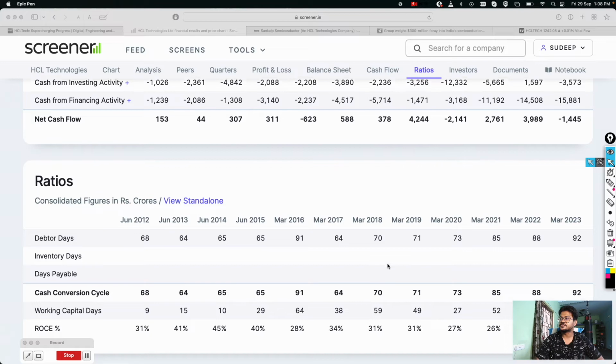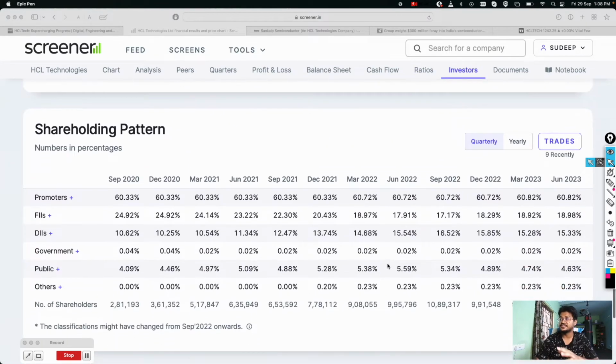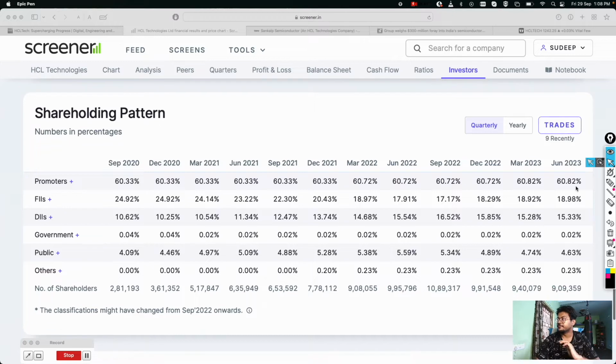Now let's go to the next factor, and it is one of the most important factors, that is the shareholding pattern. So here we are getting to see some interesting things. Let me first show you. In June 2020, the promoters were holding 60.33% stake in this company, and now they are holding 60.82%. So the promoters have increased their stake in this company.